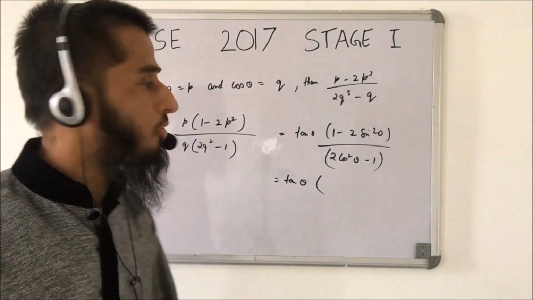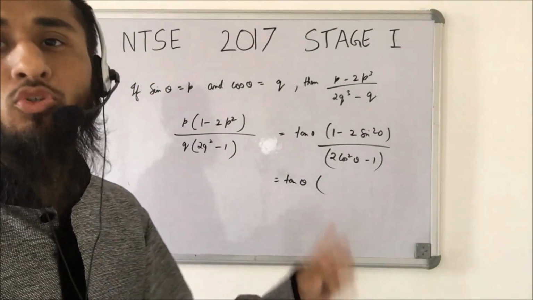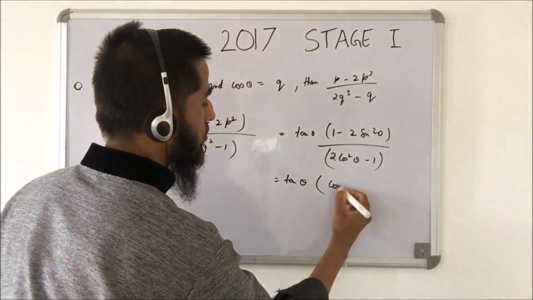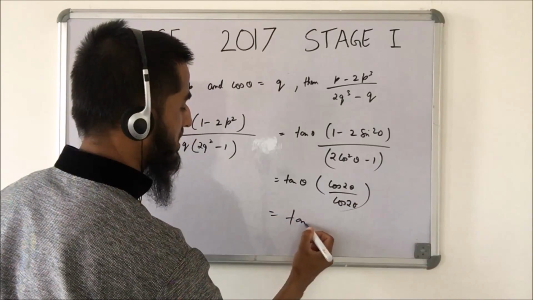We know the formula of cos 2 theta is cos square theta minus sin square theta, 2 cos square theta minus 1 and 1 minus 2 sin square theta. So this becomes cos 2 theta by cos 2 theta. So what we get as the final result is tan theta.